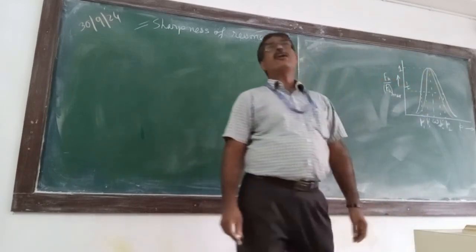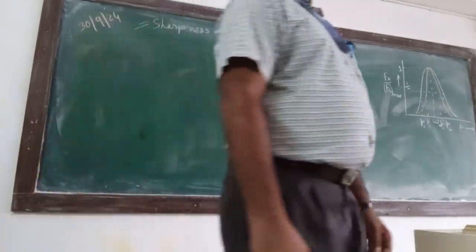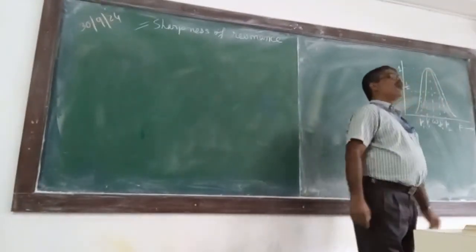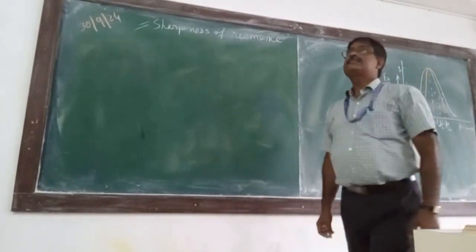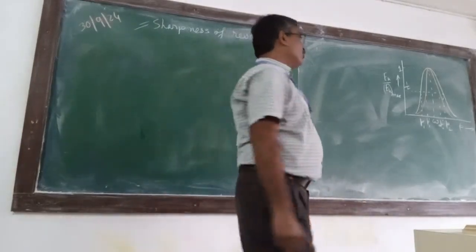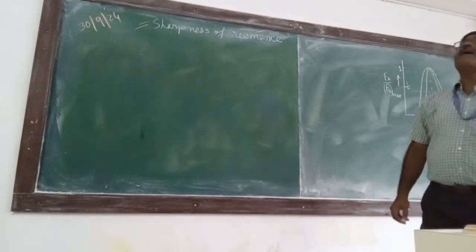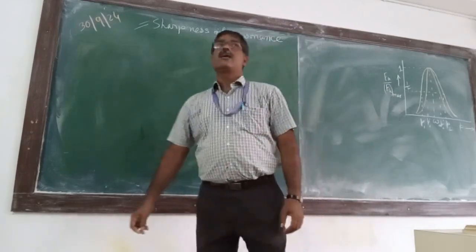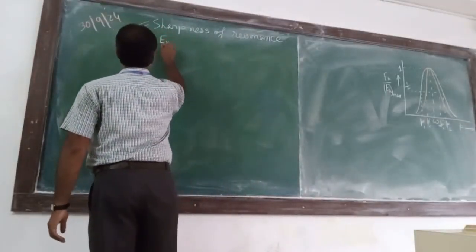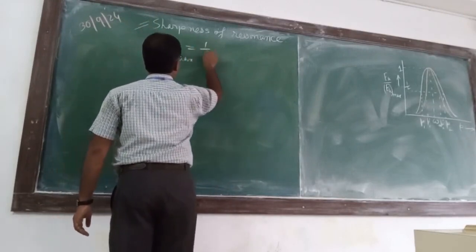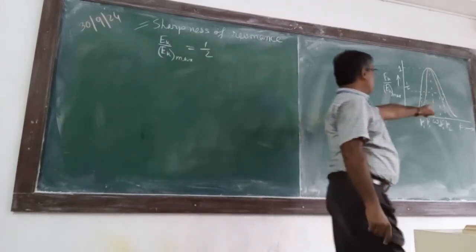Now, when P takes the value P1 or P2, Ek by Ek max equals half.